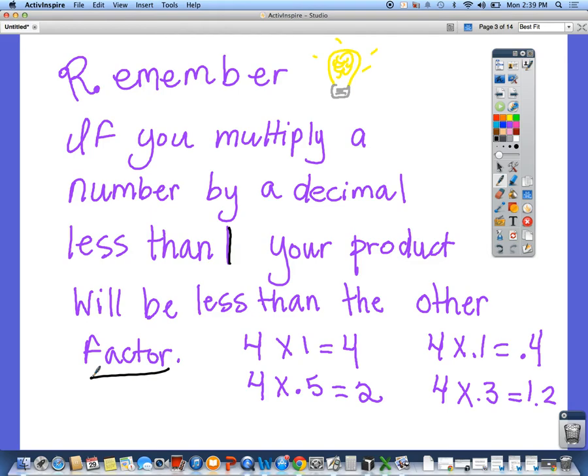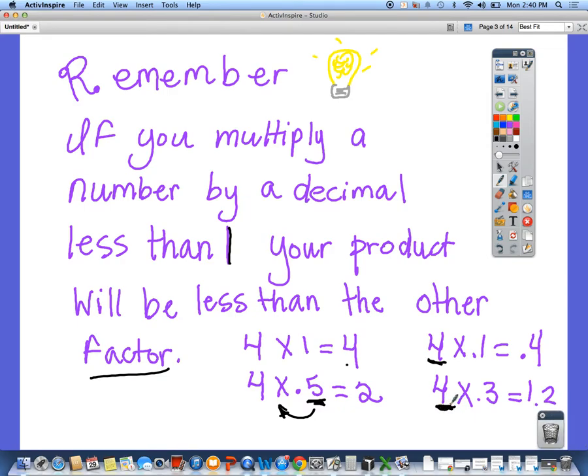4 times 1 equals that number. So you get 4. If I multiply 4 times 0.5, I'm sorry, multiplying 4 times 5/10, I'm splitting the number in half and I get 2. So this is a decimal less than 1, and you're going to notice that it is less than 4, your other factor. Let's move on and keep discussing that. 4 times 1/10, your product is 4/10. It's less than the other factor, 4. And one more example of that is 4 times 3/10, and your product is 1 and 2/10, and again, that's less than 4.